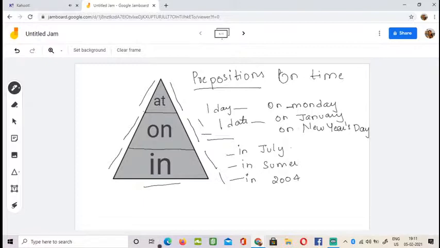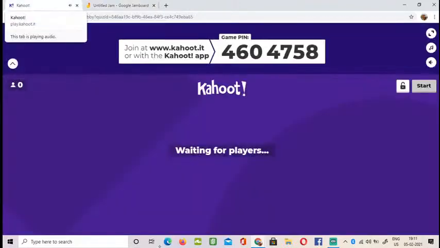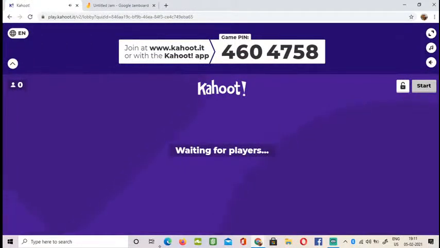That's all about the revision for today. Now let's get into the game. And now I'll be sharing my screen so that you will be able to see the game pin. Okay guys, this is the game pin for today, that is 4604758, and I want you all to join.